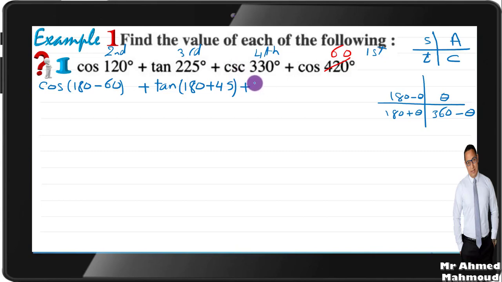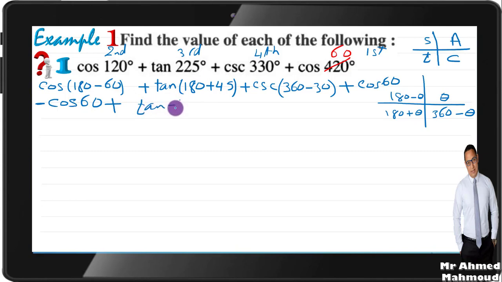Plus cosec 330, I will make it 360 minus a number, 360 minus 30. And this is cosine 60, without change, because theta in the first quadrant is written without change. Now, cosine in the second quadrant: we write cosine 60, but cosine in the second quadrant is negative, so it will be negative cosine 60. Plus tan of 180 plus 45, it will be tan 45.